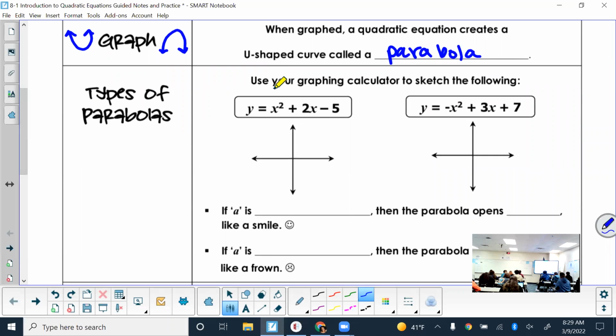There's different types of parabolas. We call them positive and negative. You can tell if it's going to be positive or negative based on the x squared. But first, we're going to use the graphing calculator to sketch both of these.